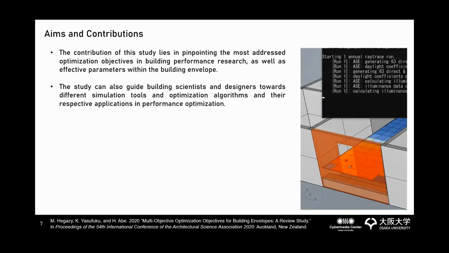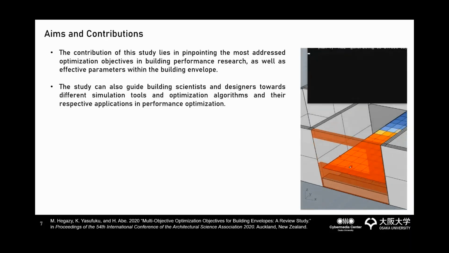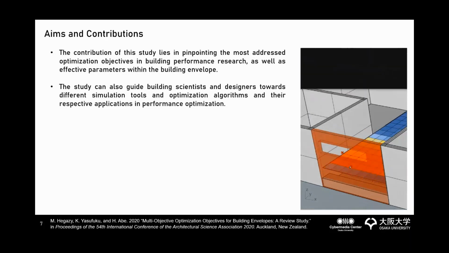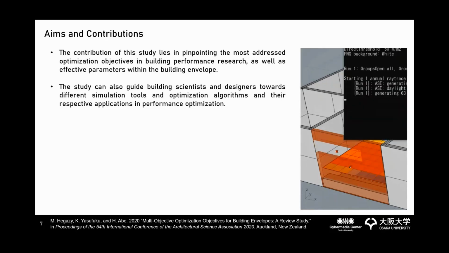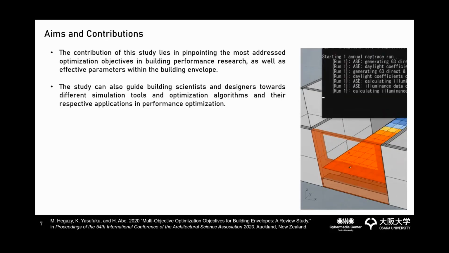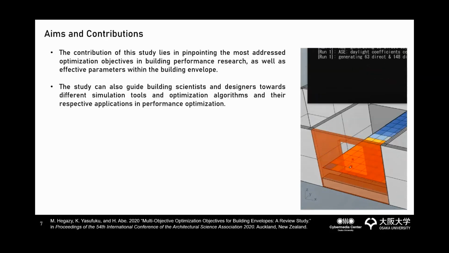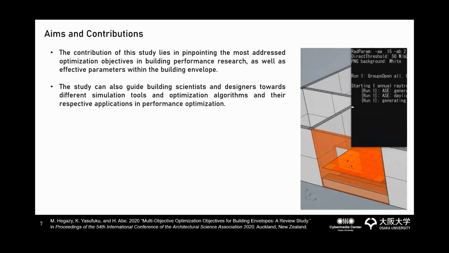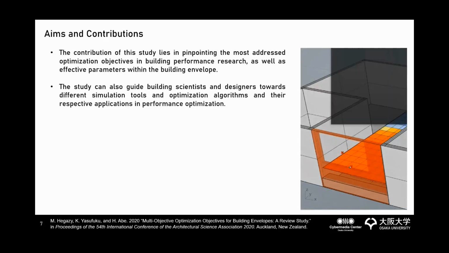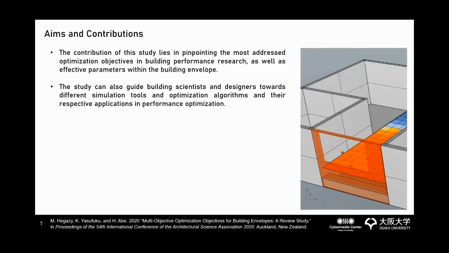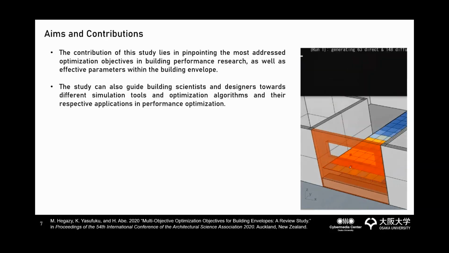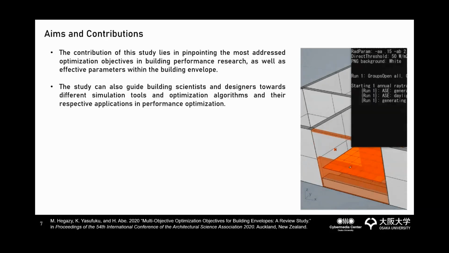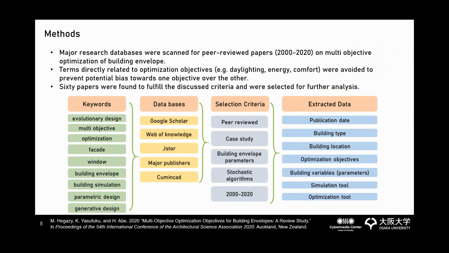Therefore, this study aims to pinpoint which objectives are majorly represented in the literature, as well as the parameters of focus in this aspect. The results of this study can guide architects and building physicists towards objectives that are underrepresented in research, as well as what envelope parameters are the most used to achieve these objectives.